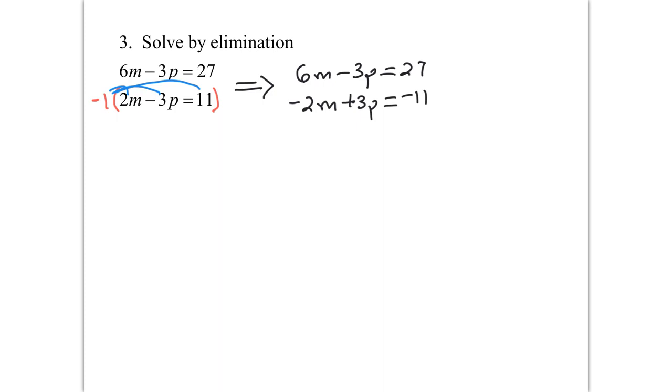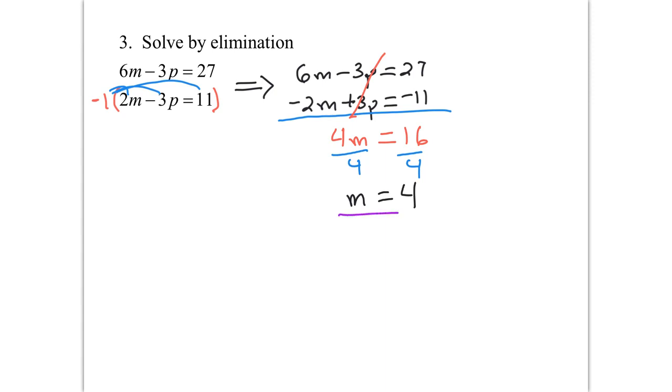All right, so now we go to step number 4. You add both equations. So look, the p's are gone. Let's check out the m's. Remember, we changed the sign of the 2, so now it's negative. Careful with your signs. 6 minus 2 is 4m. Let me bring down the equal sign. And 27 minus 11 is 16. You divide by 4, and we got m. m equals 4. All right, so now we go back and solve for the other one.